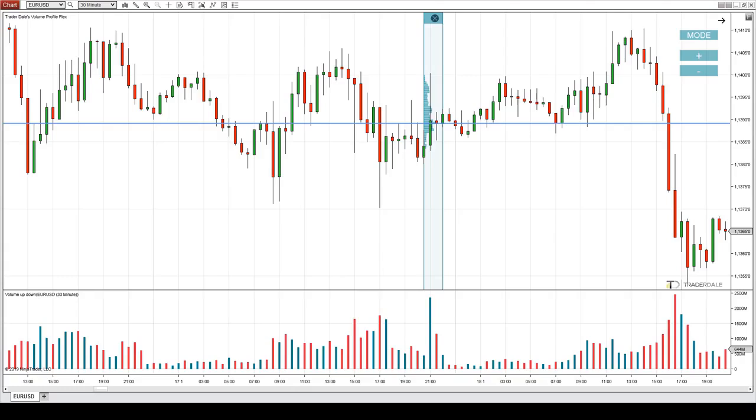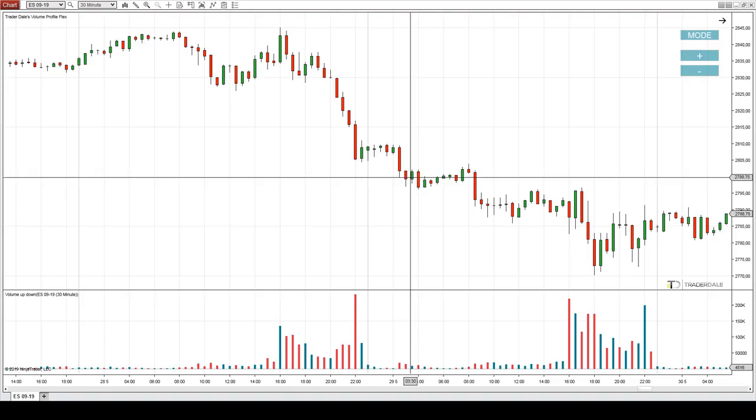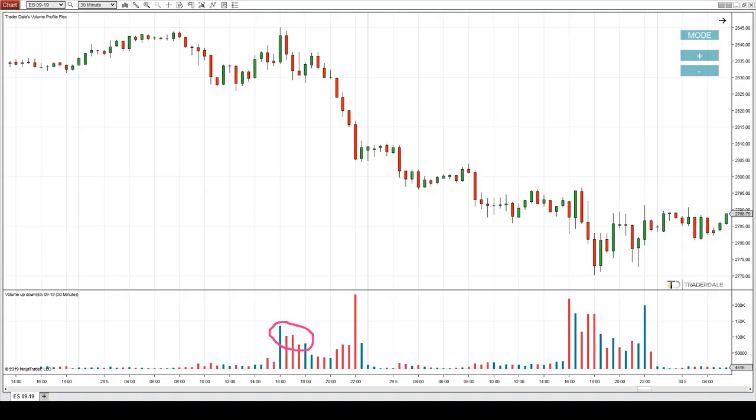So that's all the examples on the euro. For those who prefer to trade futures to Forex, I'll show you how the setup works on the ES, which is futures for Standard & Poor's index. So this is the ES futures for Standard & Poor's index, 30-minute chart. Let's have a look at the volume up-down setup. In here, there is a significant volume spike right there.